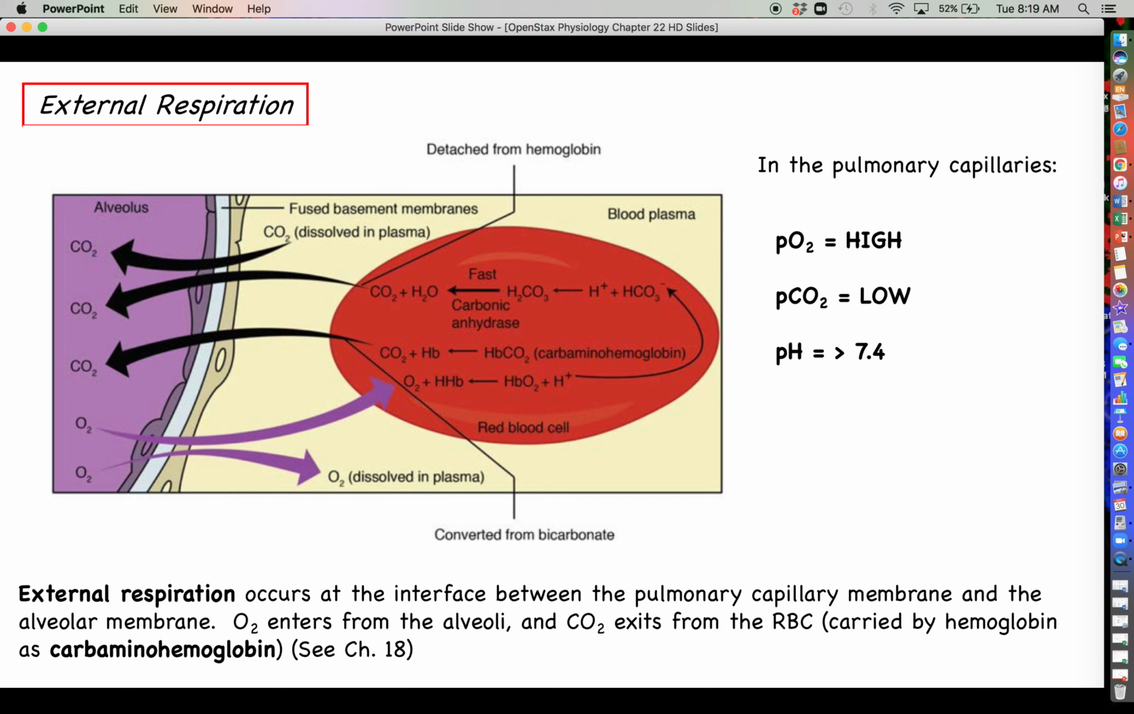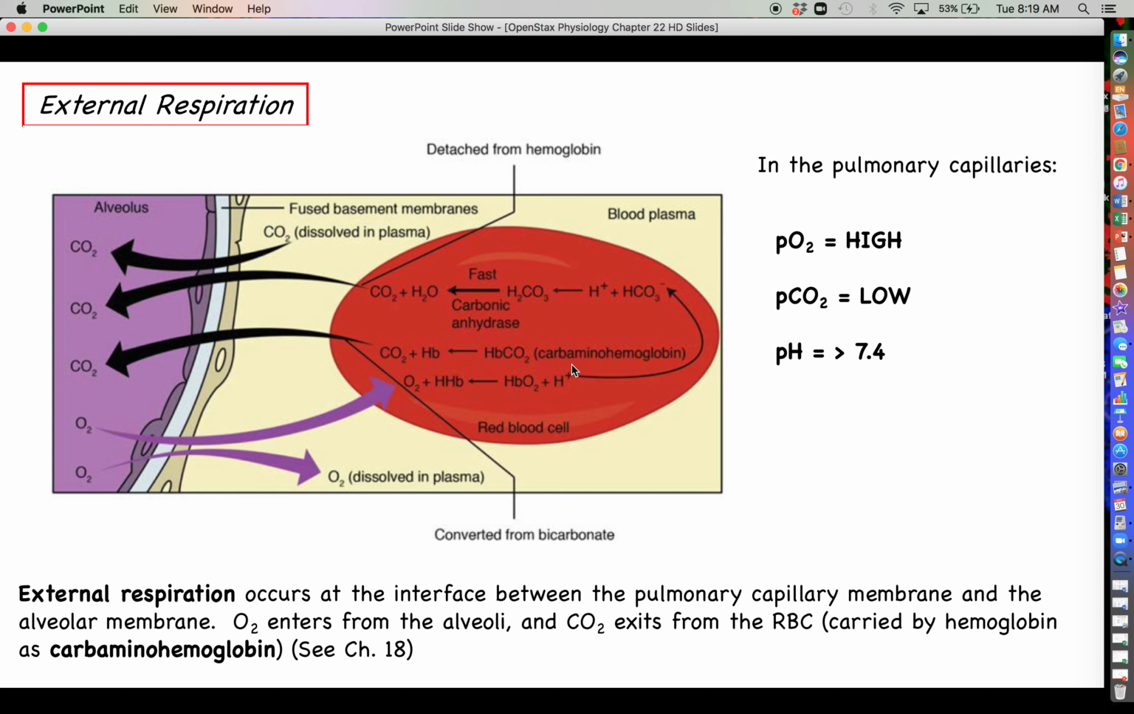Carbaminohemoglobin is going to revert to regular deoxyhemoglobin, and that is going to reproduce a bicarbonate ion, which will be reconverted to regular carbon dioxide gas by carbonic anhydrase, and that carbon dioxide will be able to diffuse into the alveoli so that we can dispose of that carbon dioxide through expiration.